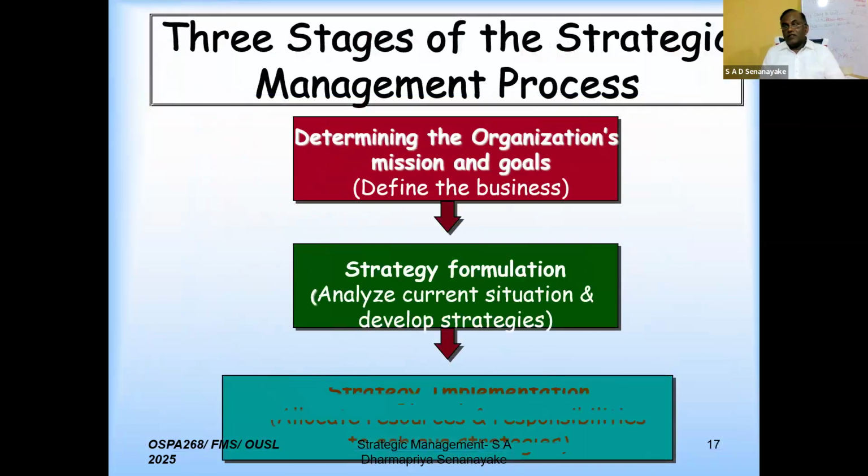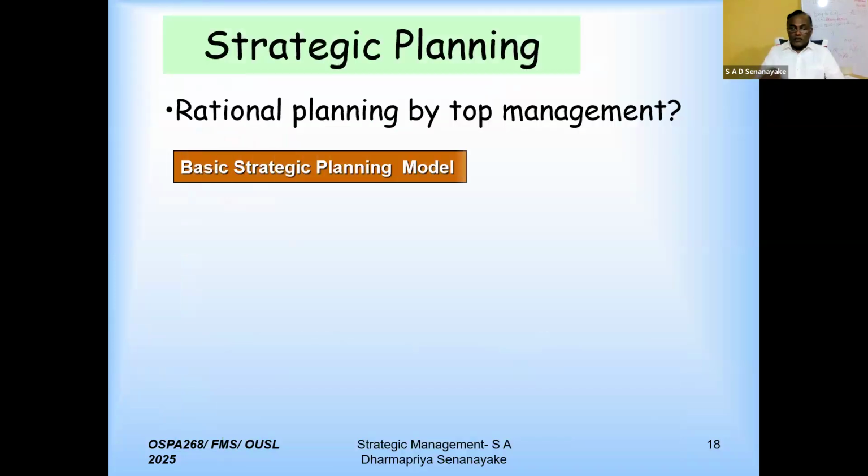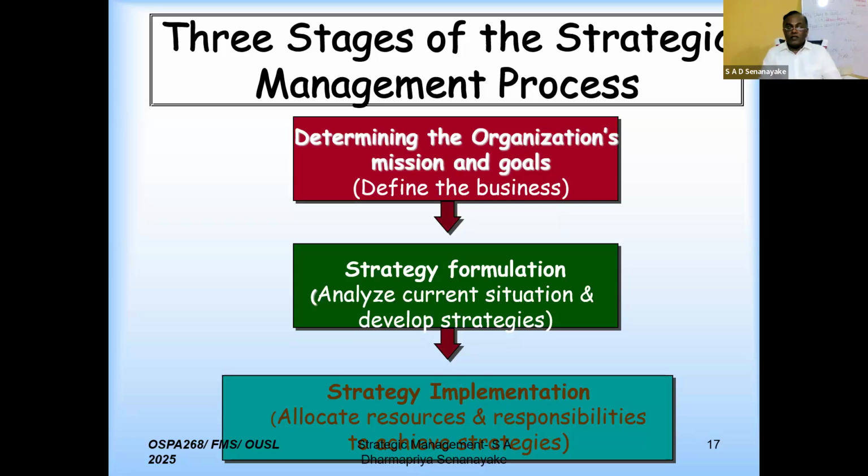So when we address it, the first thing that we have to do is determine what the organization wants to do in the long run. Okay. So basically it has to start with defining your business. What are you? What are we? So and so forth. Otherwise, we are not in a position to proceed with the strategic management process. Okay. So determine the organization's mission and goals. Then what we are going to address is strategy formulation.